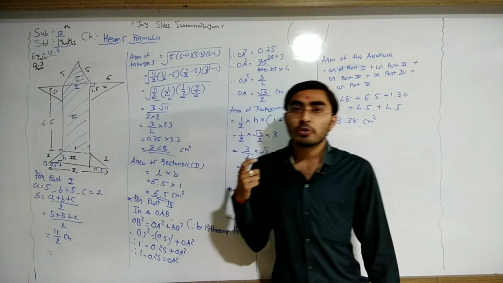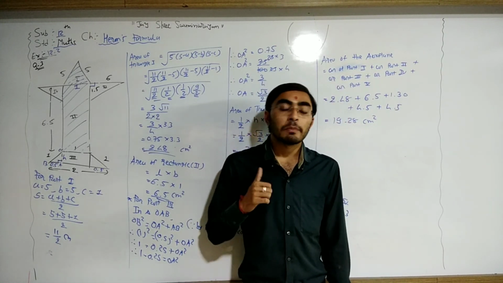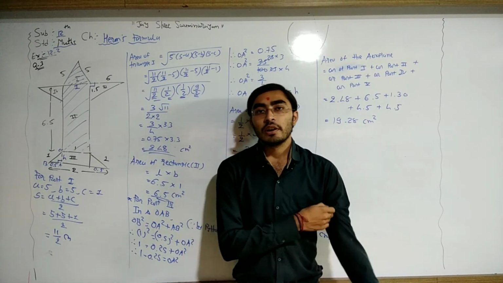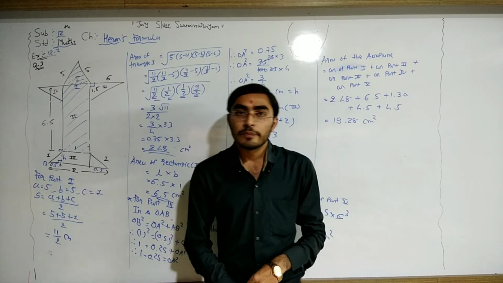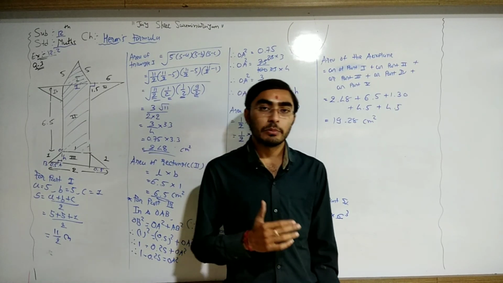And if you don't know how to find the square root of a non-perfect square number, that method is given in standard 8, chapter number 6, square and square root, long division method. That is the method we need to use to find the square root of a non-perfect square number.